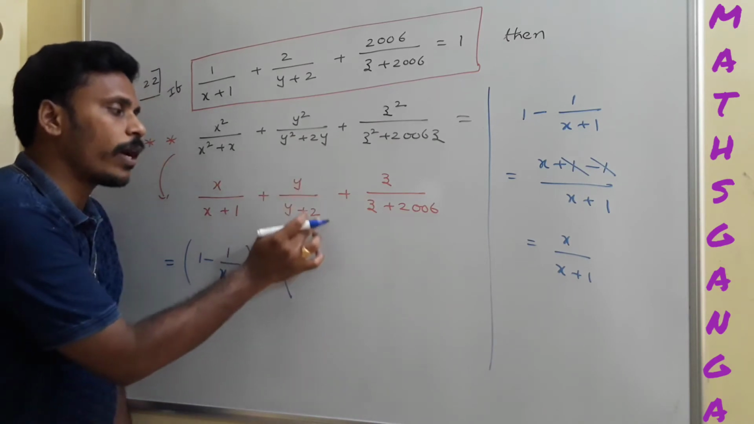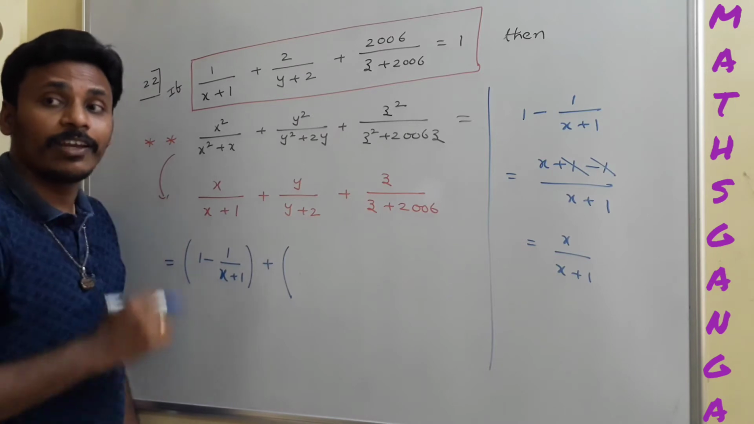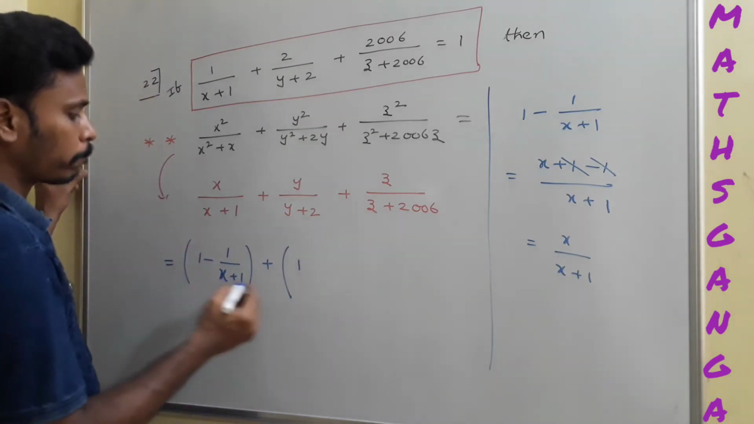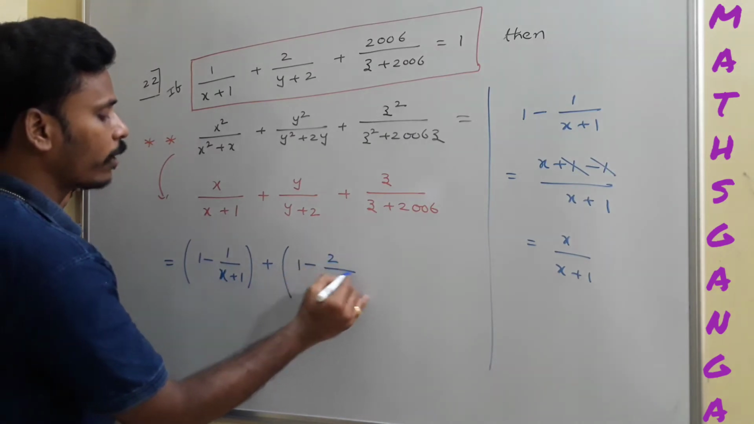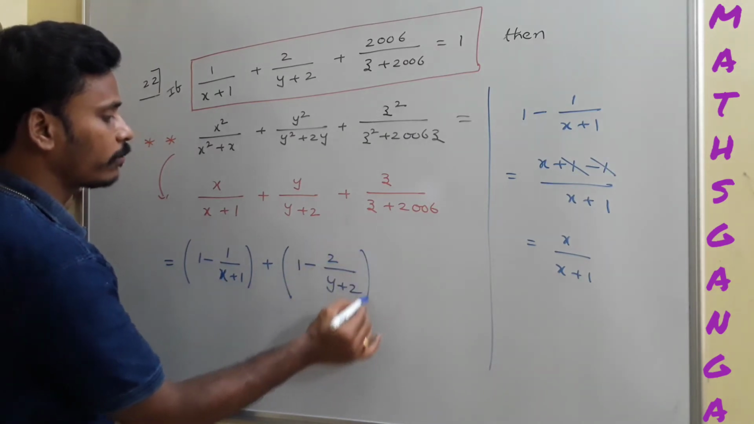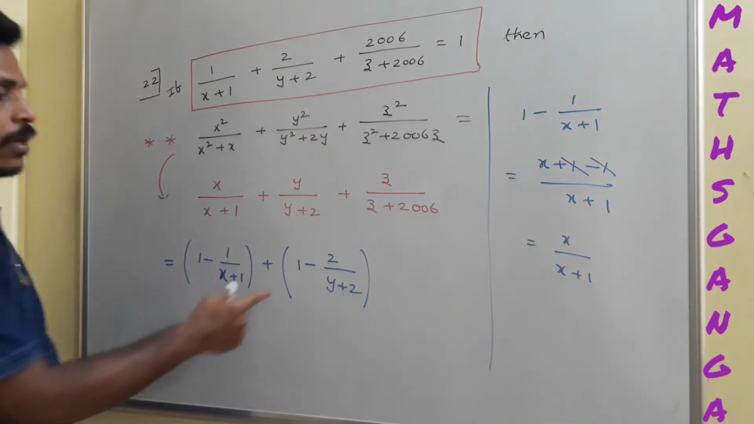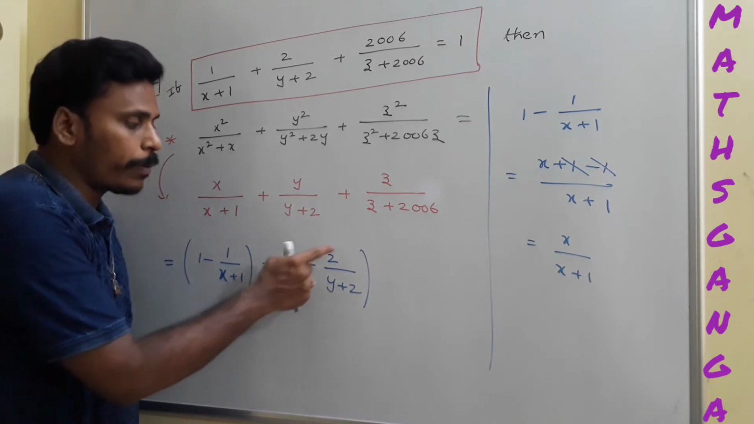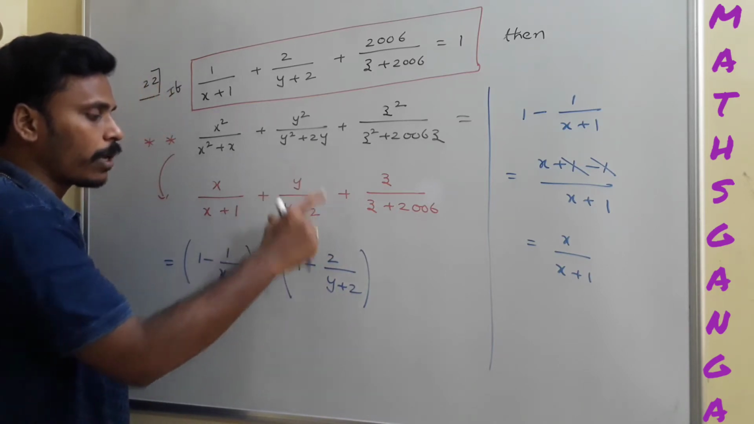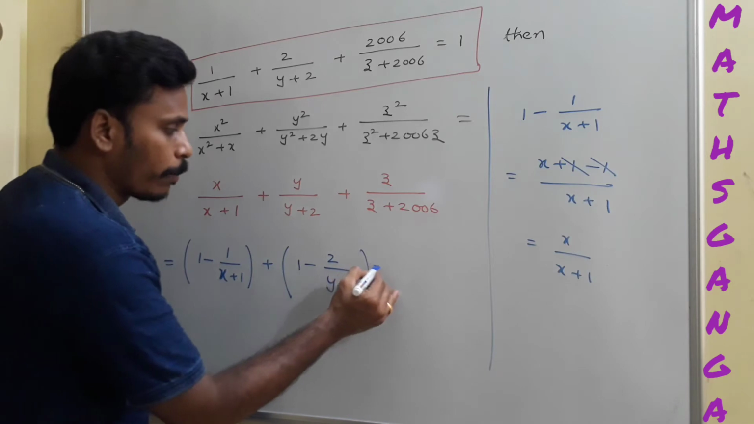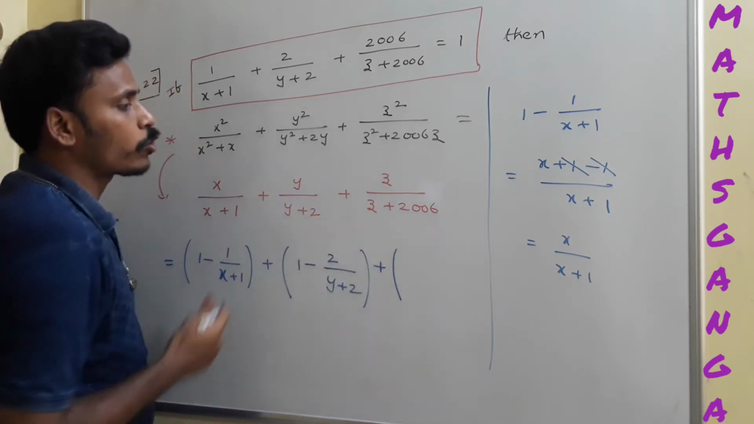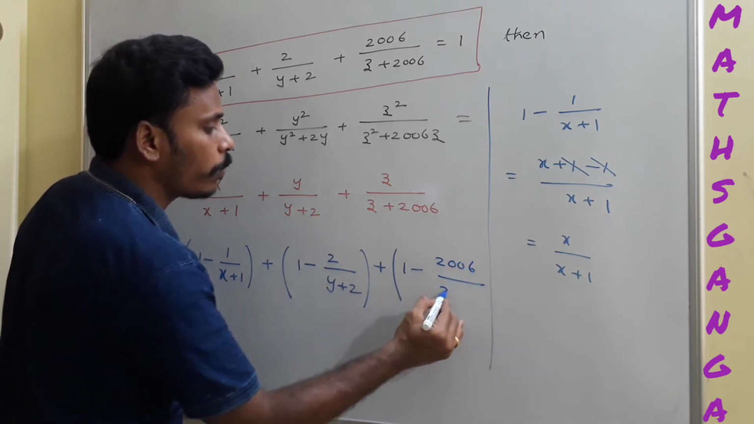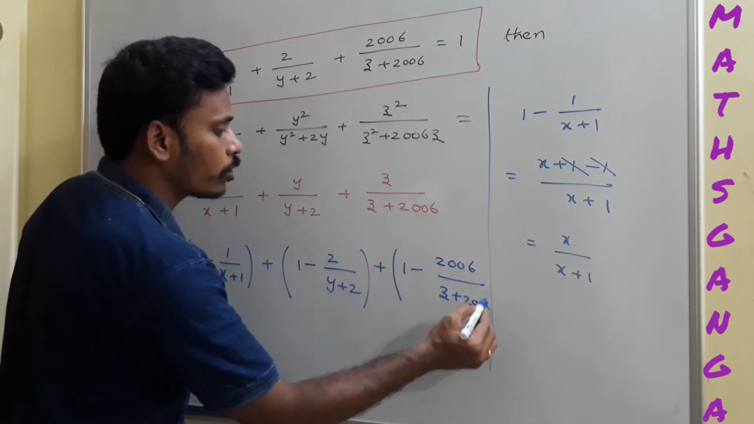Plus, this is y by y plus 2. Just have a look. Once again it is 1 minus 2 by y plus 2. Is it clear? Do the same again. See, 1 minus 2 by y plus 2, the LCM is y plus 2. y plus 2 minus 2 is y. So this y by y plus 2 is nothing but this expression. Plus this z by z plus 2006 is nothing but 1 minus 2006 by z plus 2006.